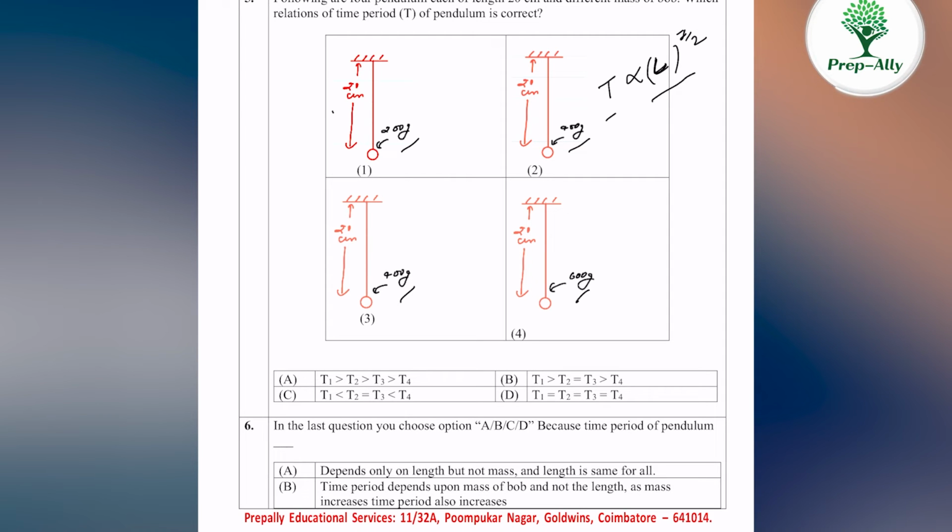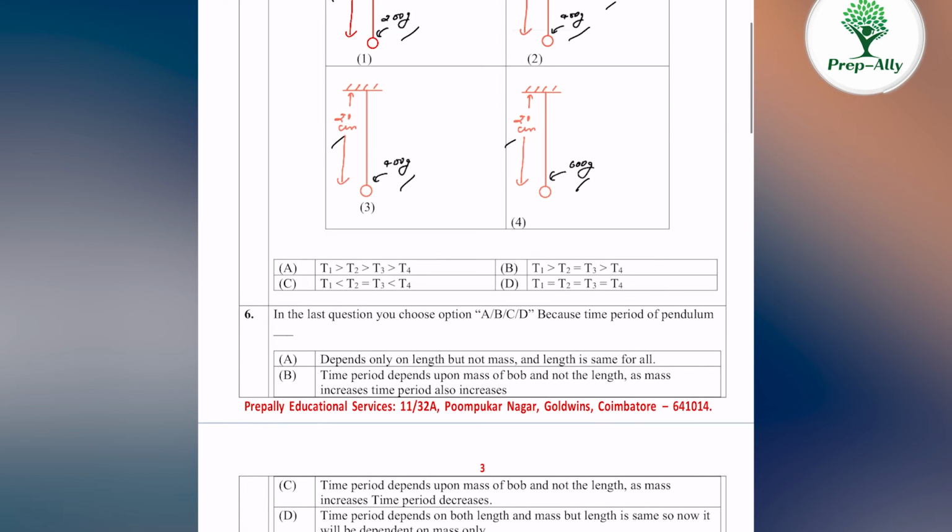So you see the length of this is 20 centimeter, again 20 centimeter, again 20 centimeter, again 20 centimeter. That means the time period of all will be the same, which is in option number D. So D is the answer.